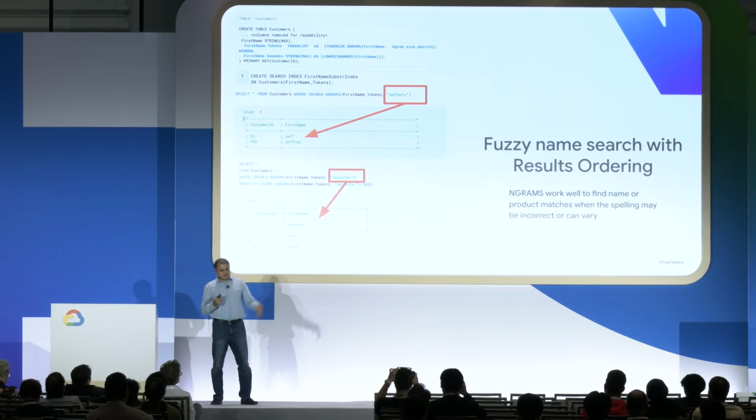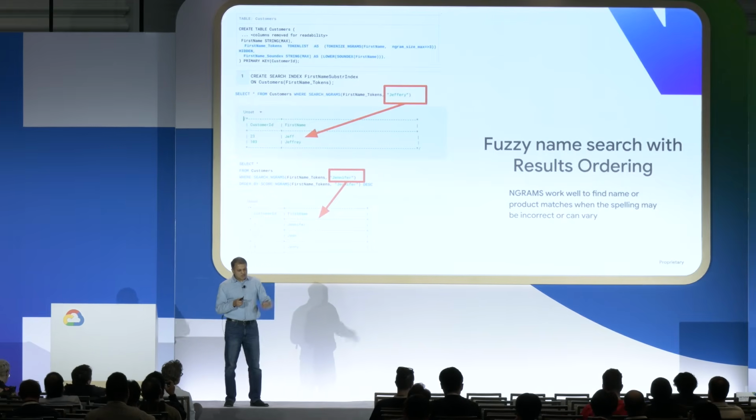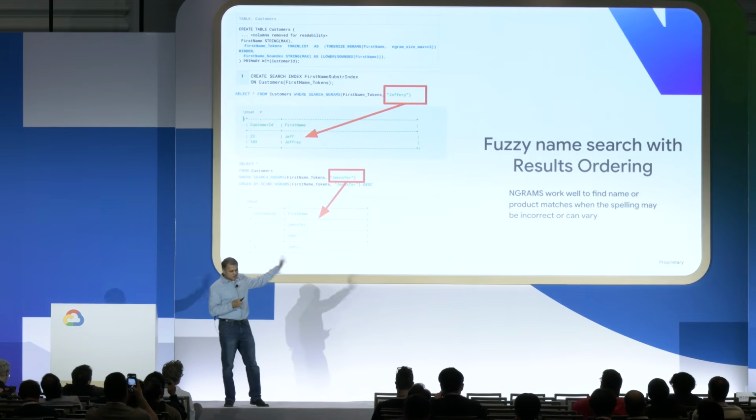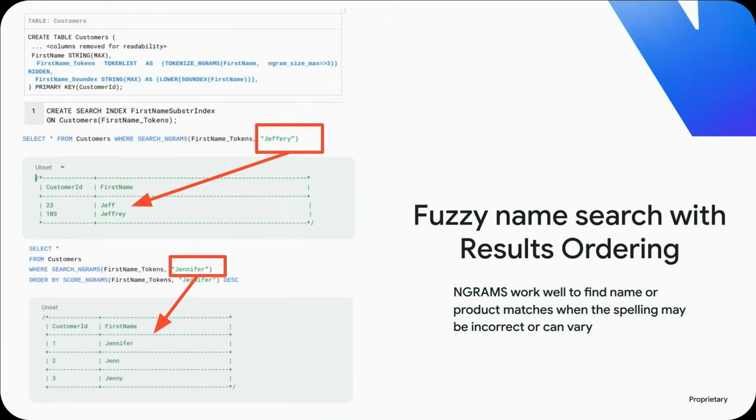So let's say you're trying to build search on a customer table, right? So you have your customer table on the top left corner there, and you have a first name column. So the first thing you would do is you would define a token list on top of this column. And then Spanner will automatically generate tokens for all the first names in your table. And then you build an index on top of this. And this is where we have the inverted index built based on this.